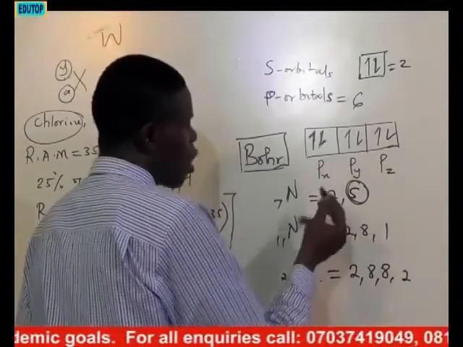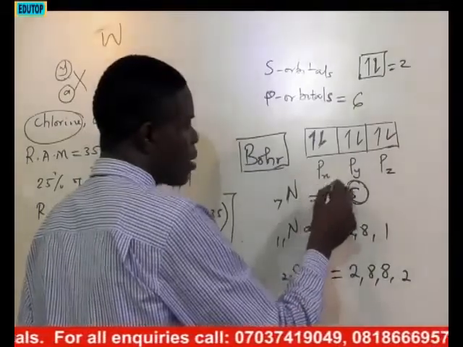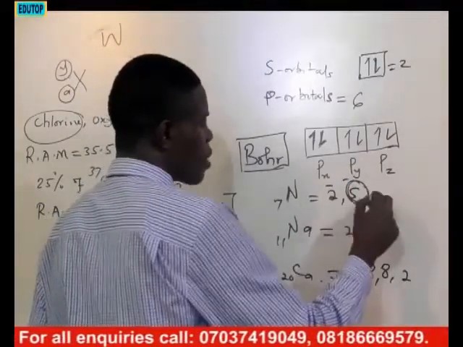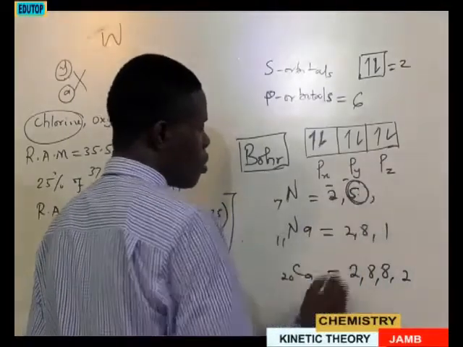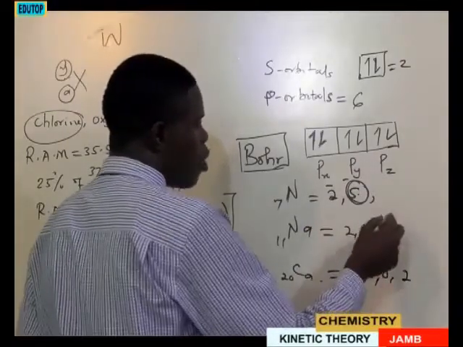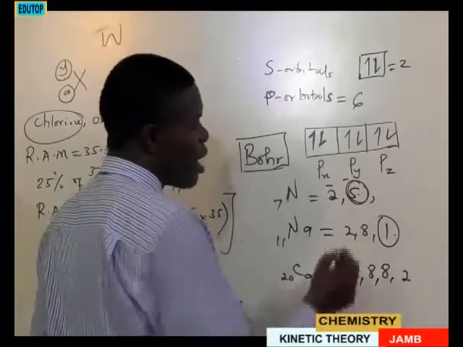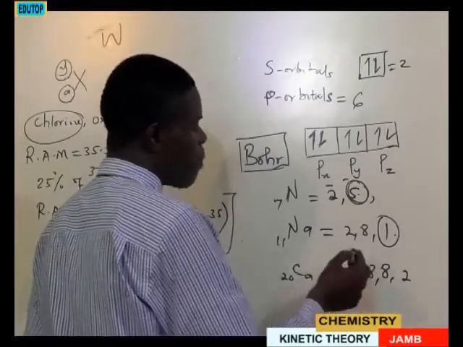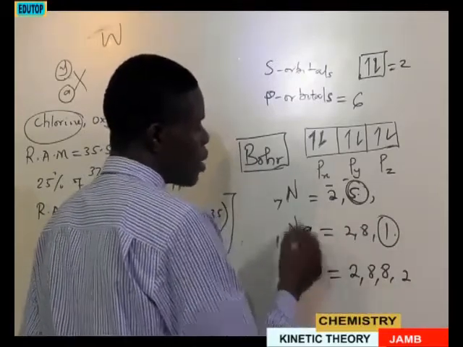Now, what period? The period will be based on the number of shells. You have 1, 2. So this one will be group 5, period 2. Let's move to this. We have only one valence electron, so this one will definitely be a group 1 element. What is the number of period? 1, 2, 3. We have 3. So it will be in period 3.